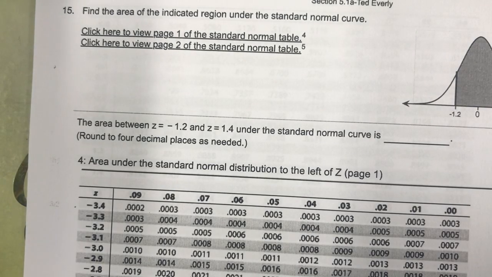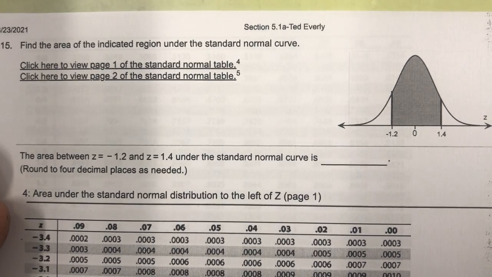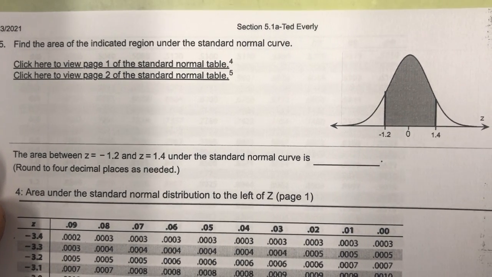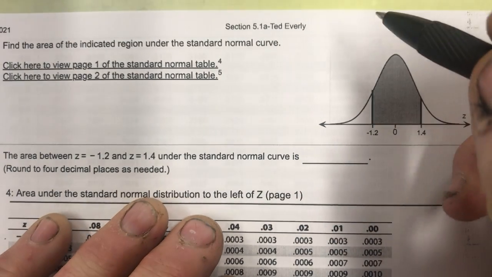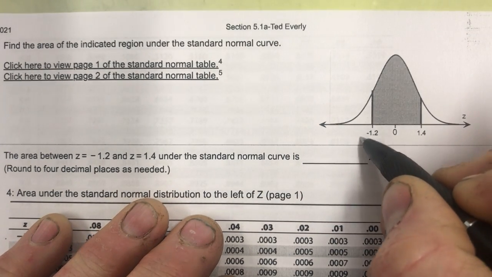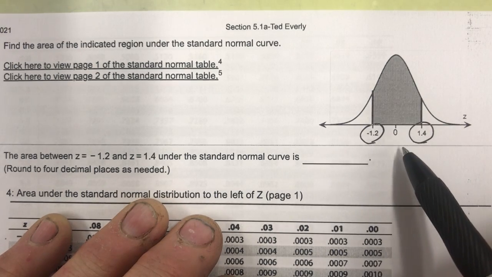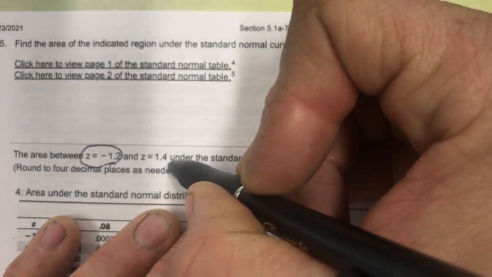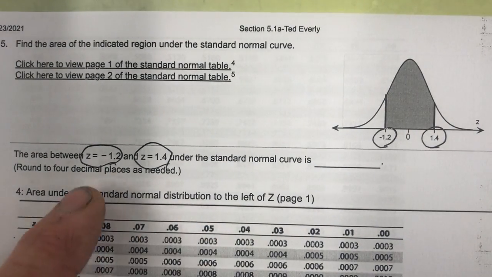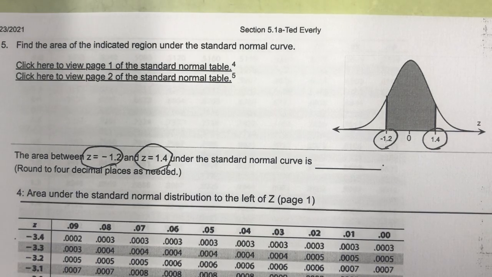Okay, let's look at some more of them. Find the area of the indicated region under the standard normal bell curve. So here's negative 1.2 and here's 1.4. I want it between those. So what I got to do is look up both of these z-scores. Let's look up negative 1.2 first.